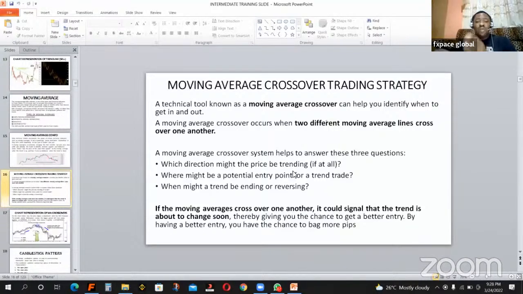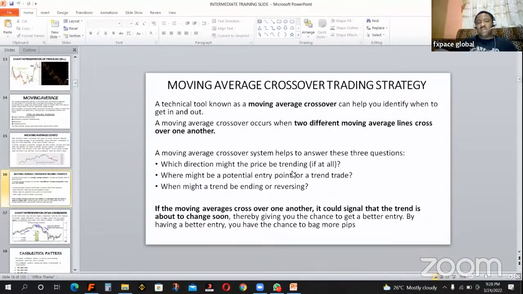Now, when you say 20 period moving average, it means that it will calculate 20 candlesticks and give you the average. So you agree with me that it will be easier to calculate 10 candlesticks than it will be for 20 candlesticks, than for 50 candlesticks, than for 100 candlesticks, than for 200 candlesticks. I just want to believe everybody understood this.